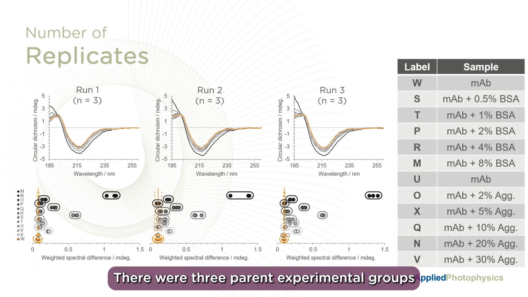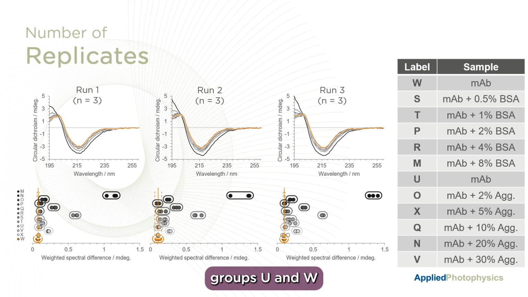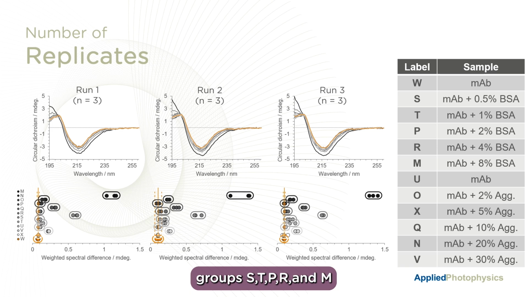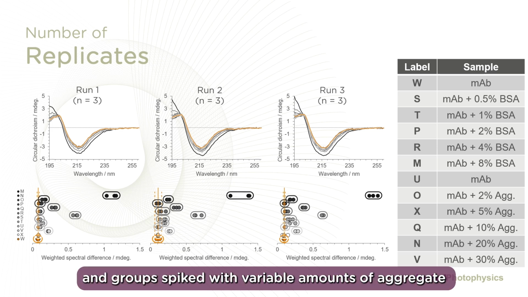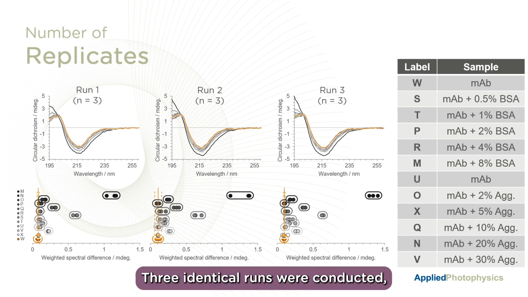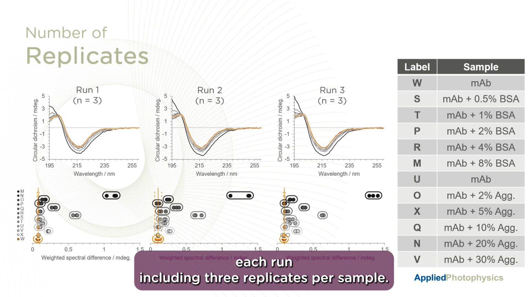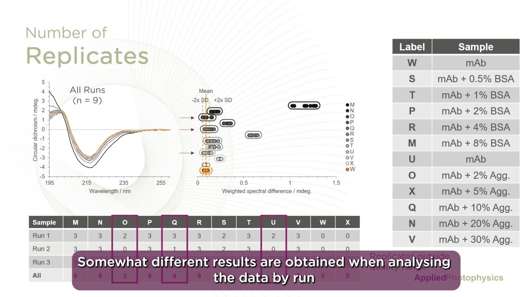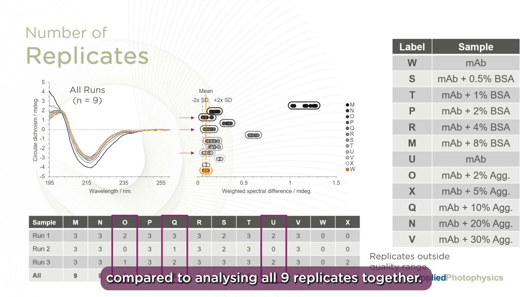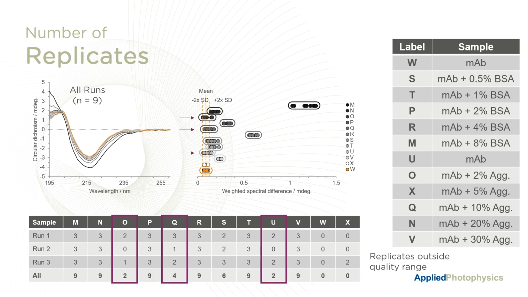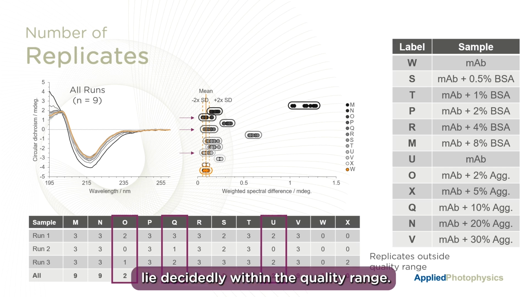There were 3 parent experimental groups: MAB references, groups U and W; groups spiked with variable amounts of BSA, groups S, T, P, R, and M; and groups spiked with variable amounts of aggregate, groups O, X, Q, N, and V. 3 identical runs were conducted, each run including 3 replicates per sample. Somewhat different results are obtained when analyzing the data by run compared to analyzing all 9 replicates together. In the latter case of global analysis, only 3 of the sample groups, groups O, Q, and U, lie decidedly within the quality range. More on that topic in a few slides.